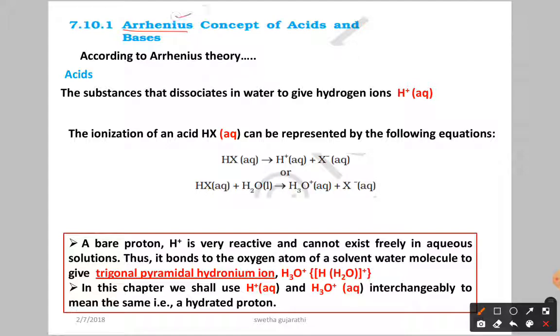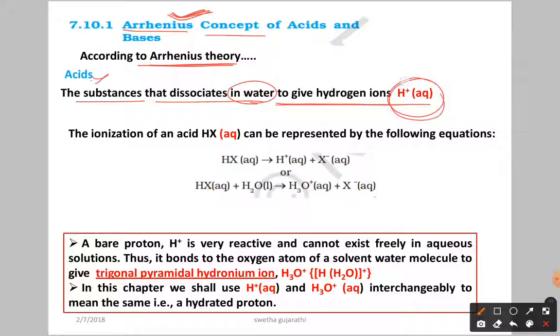According to the Arrhenius concept of acids and bases, how can you define an acid? According to Arrhenius, an acid is a substance that dissociates in water to give hydrogen ions, H+. If you add a substance to water and it dissociates, giving H+ ions, that type of compound is called an acid. This is according to the Arrhenius concept.